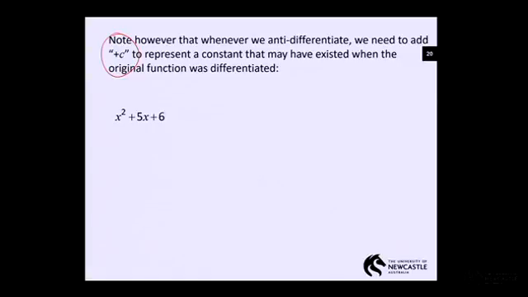If we'd started with x squared plus 5x plus 6, when you find the derivative of that, when you differentiate it, you get the 2x plus the 5. Most people can see that. And the constant's derivative was 0. What happens when we go backwards?